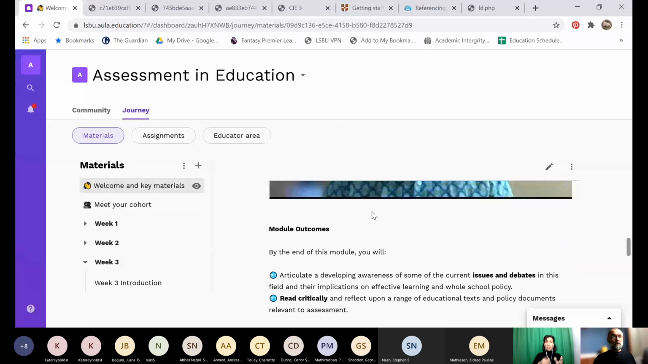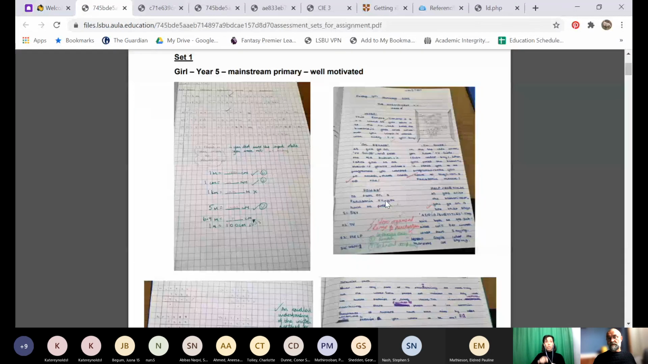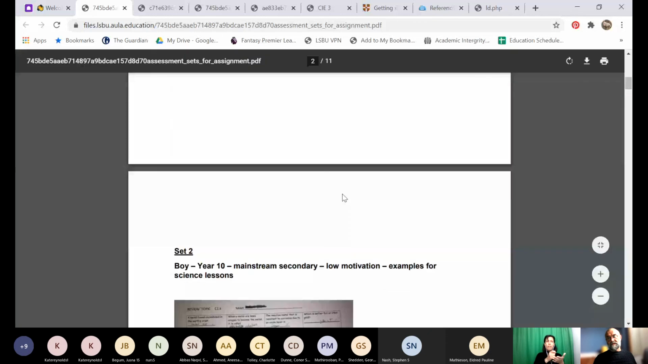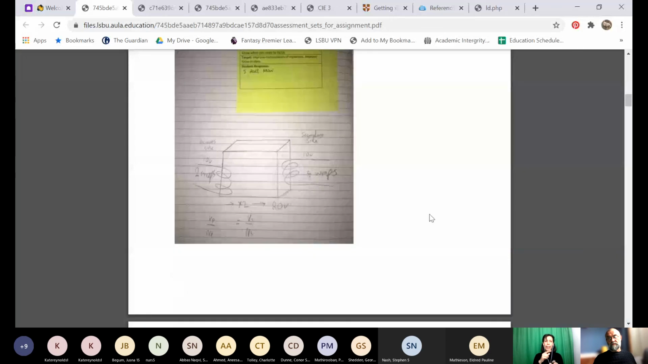So what I've done is I've provided you with sets of examples, and for this assignment you choose one of these sets, not several sets. Choose a single set. With each set I've given you a very, very brief pen portrait. Boy, year 10, mainstream, secondary, low motivation, and then some work from his science book. There's a girl there, high attaining, year 9. And you can see the sorts of feedback that the teacher has added there.